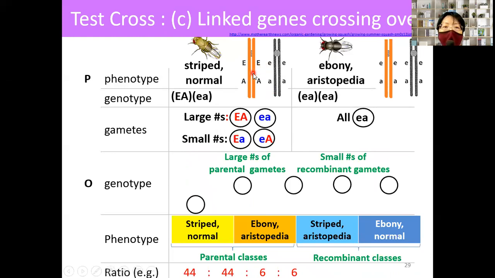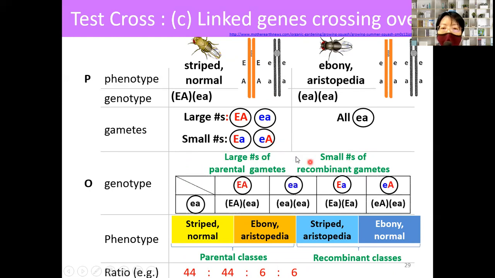if crossing over occurs, we will get these 4 types of gametes. A large number are parental gametes, and a small number are recombinant gametes here. So these 2 are parental gametes from here. These 2 are recombinant gametes from here. So then you do the cross.